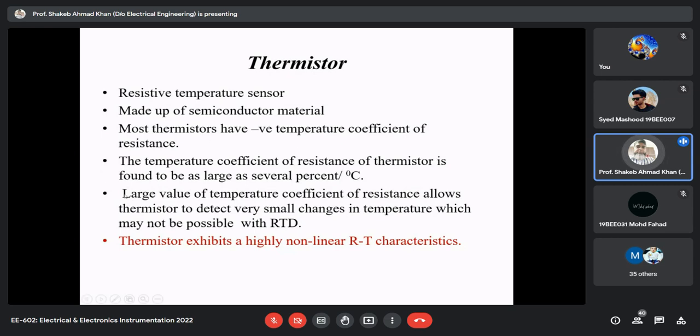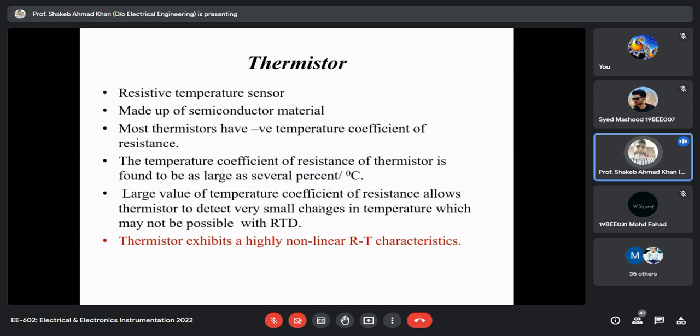So what is the significance of having a large value of the temperature coefficient? That is obvious: it is possible to measure a small change in resistance. So if in a certain application you want to detect a very small change in temperature, then obviously the thermistor is a better sensor than the RTD, although both of them are resistive and thermal sensors. This is how sensors are selected basically.